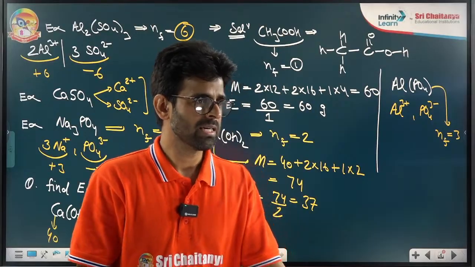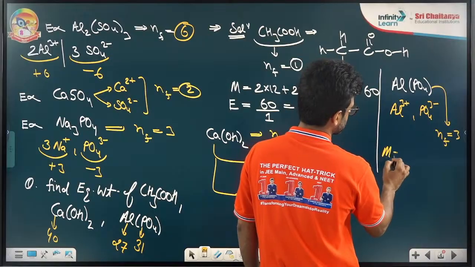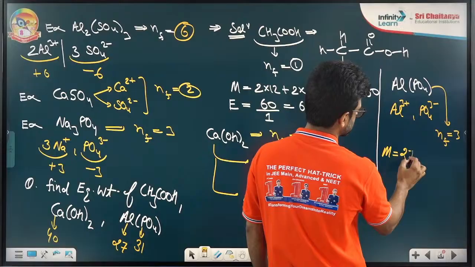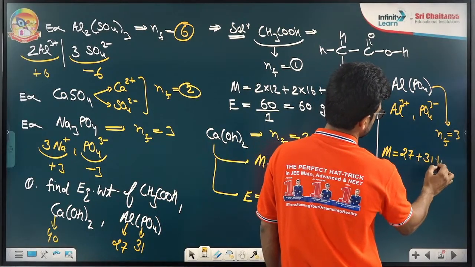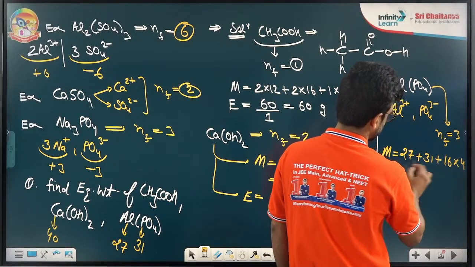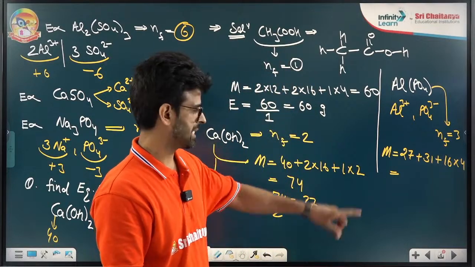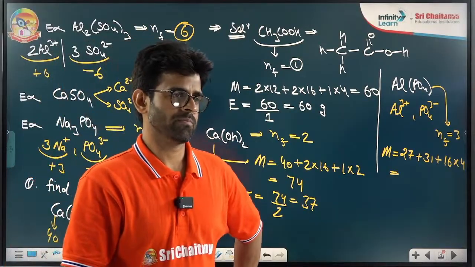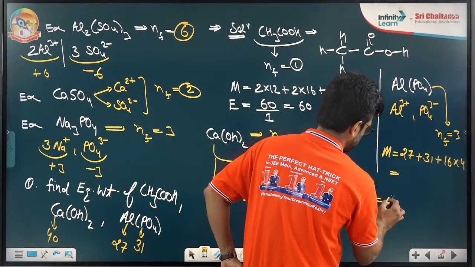Right? Clear? Now if you want to find the molar mass, beta, what is the molar mass coming for this one? Aluminium 27. Phosphorus 31. Oxygen 16 into 4. Tell me the molar mass by adding this. Then we know very well, equivalent weight is very easy. What? M by 3.